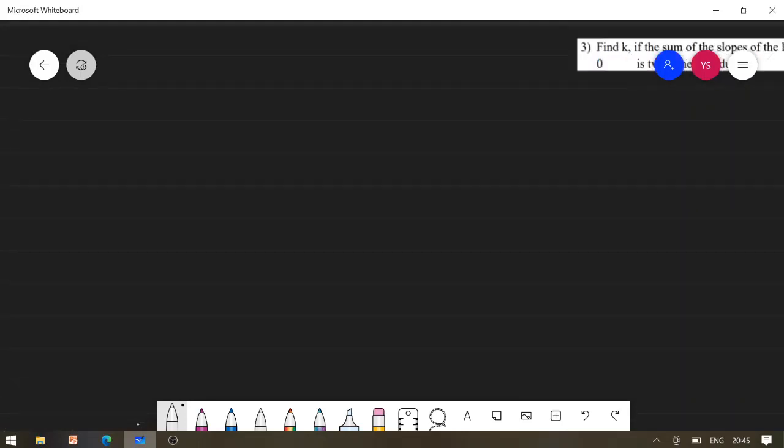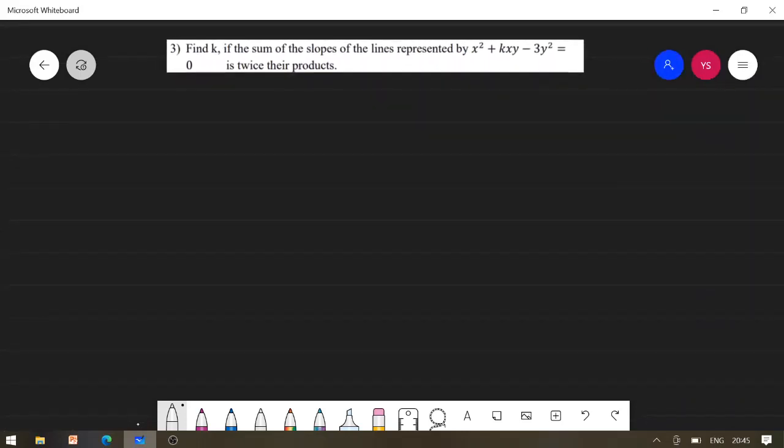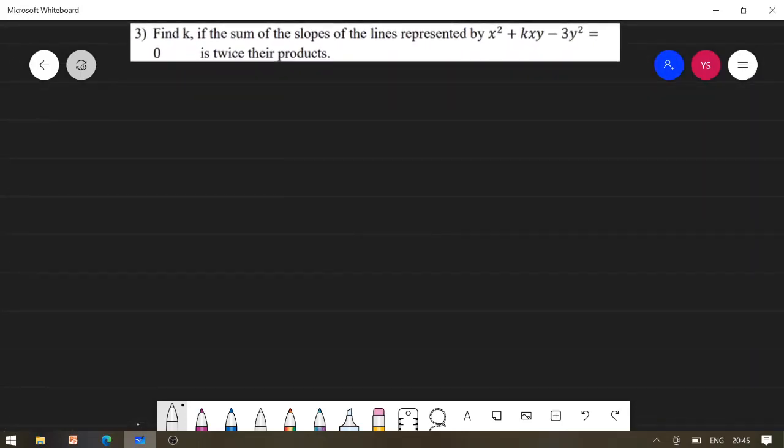Look at the next question we are having. Find k if the sum of the slopes of the lines represented by x square plus kxy minus 3y square equals to 0 is twice their product. So look once carefully, we are having x square plus kxy minus 3y square equals to 0 as the homogeneous equation of degree 2 in x and y. So let us try to compare it with a standard homogeneous equation of degree 2 in x and y.